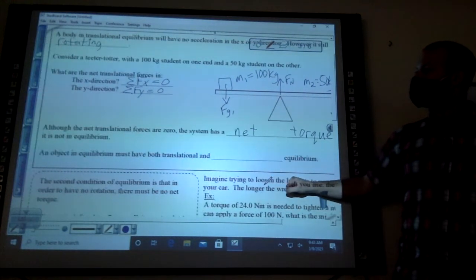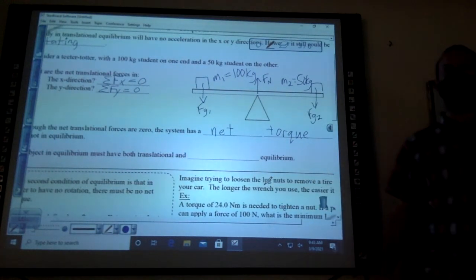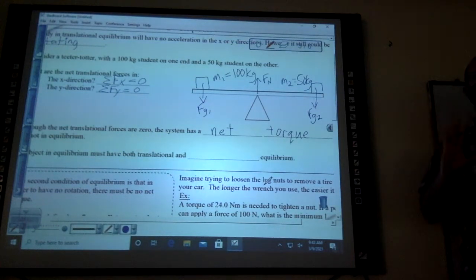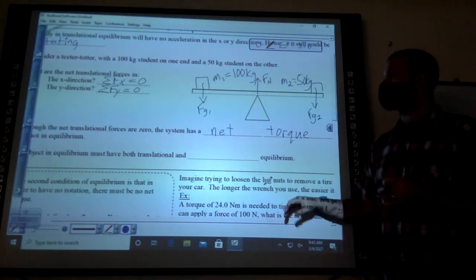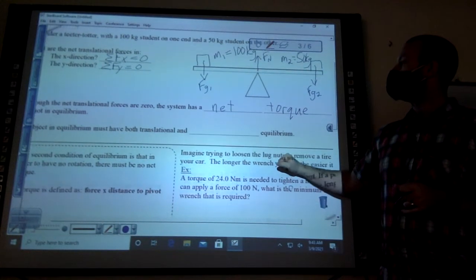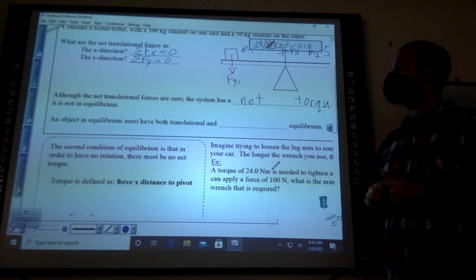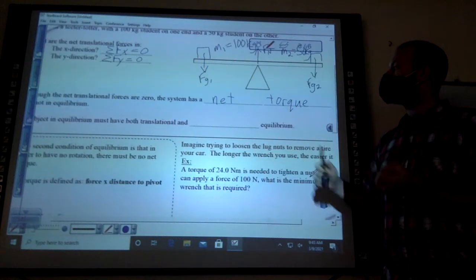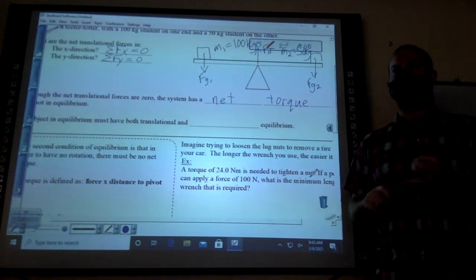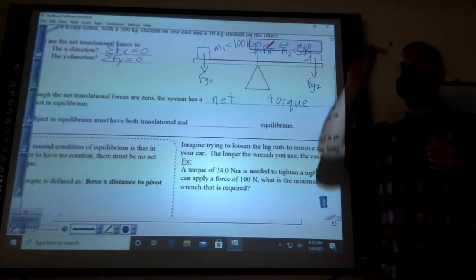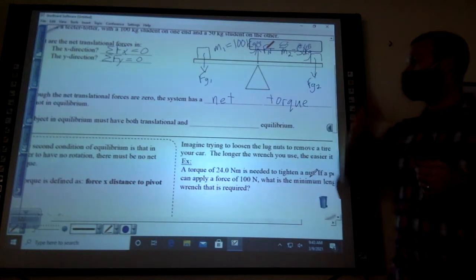Because of this, we're not actually in equilibrium. Again, equilibrium means everything is not moving. We don't want a rotation. So for an object to be in equilibrium, we need to have both translational and rotational equilibrium. Translational equilibrium means we're not moving up and down, left and right, and we're not rotating.